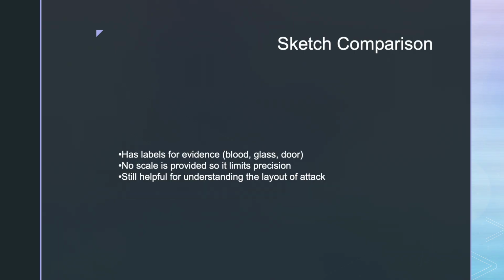Sketch comparison. Compared to the textbook forensic sketches, this diagram includes labeled evidence such as blood, glass, doors, and windows. However, it does not include a scale, which limits accuracy. Even so, it still helps visualize how the crime scene was organized.